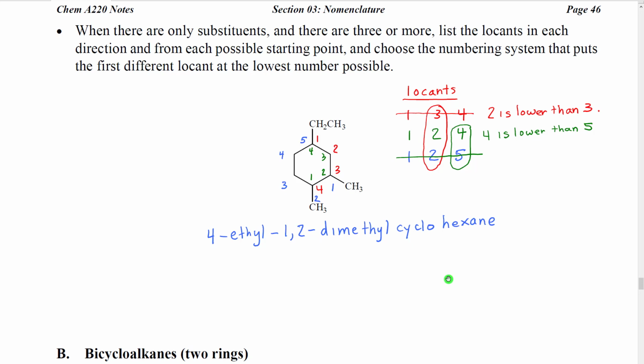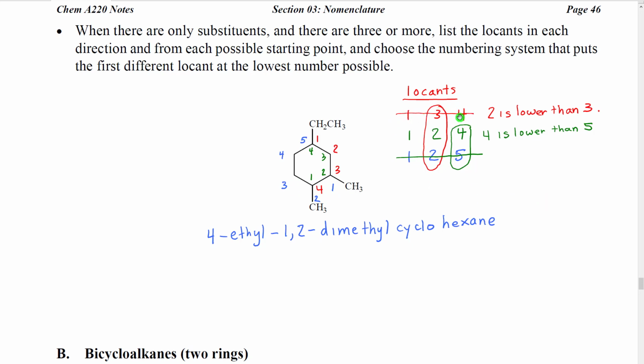So again, what we're going to have to do is look at all the different possible ways that we could number this thing, basically starting from each different substituent. So I could start here in the red one and go 1, 2, 3, 4. I could start on the bottom with the green one, go 1, 2, 3, 4. I could even start at this substituent that's in the middle. That would be our blue numbering system, 1, 2, 3, 4, 5.